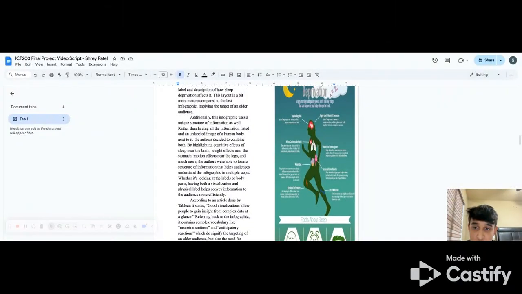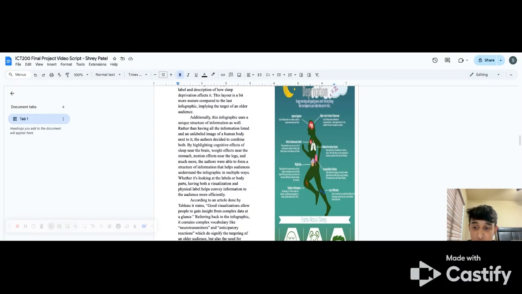Additionally, this infographic uses a unique structure of information as well. Rather than having all the information listed and an unlabeled image of a human body next to it, the authors decided to combine both by highlighting cognitive effects of sleep near the brain, weight effects near the stomach, motion effects near the legs, and much more. The authors were able to form a structure of information that helps the audiences understand the infographic in multiple ways.